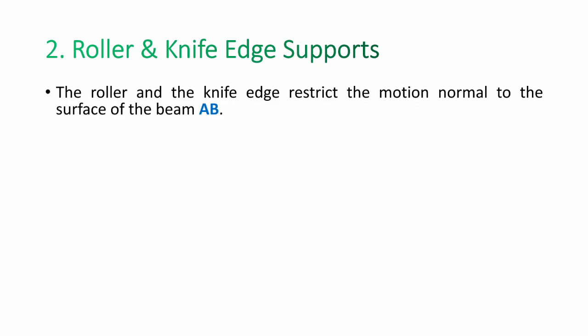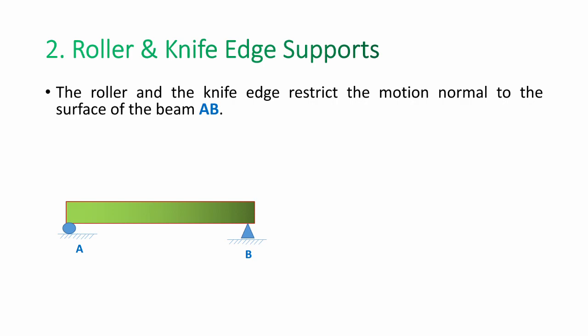Here I have taken another example: the roller and knife edge supports. Most of the time these are widely applicable to civil structures like bridges, which have this kind of rollers as well as knife edge supports. The roller and the knife edge restrict the motion normal to the surface of the beam AB. Here I have taken the beam AB, with one end A and another end B. At one end I keep the roller support, and at the other end I keep the knife edge support.